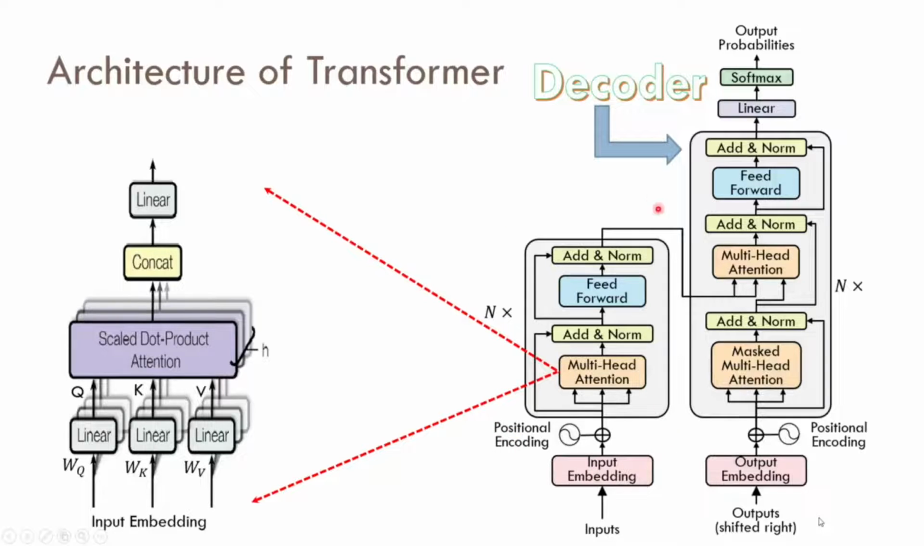So unlike the encoder, where the entire input was fed in one go, here the output is produced one time step at a time, and the entire output produced so far is fed as input. So first, if "I" is produced, "I" is fed as input. Then when "am" is produced, the output is shifted right, and "I am" is produced.